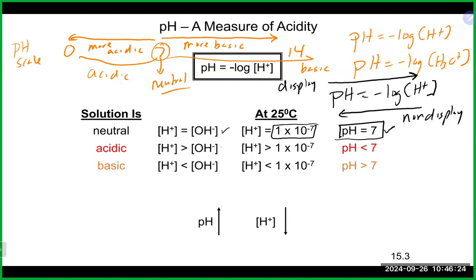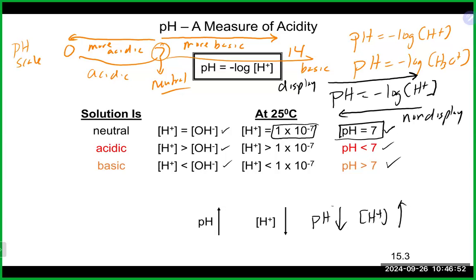If you have more H plus concentration, you will have a pH less than 7 when you put it in there. And if you have an OH minus concentration that's greater, you will have a larger value of pH above 7, basically in the basic range. The pH goes up as the H plus concentration goes down, and obviously vice versa. The pH goes down as the H plus concentration goes up.